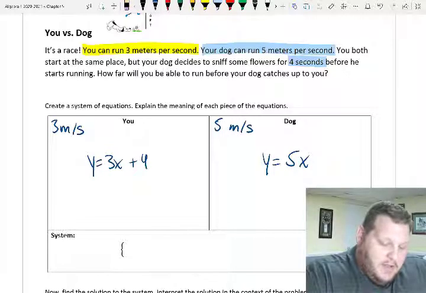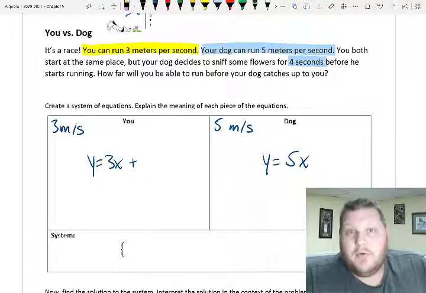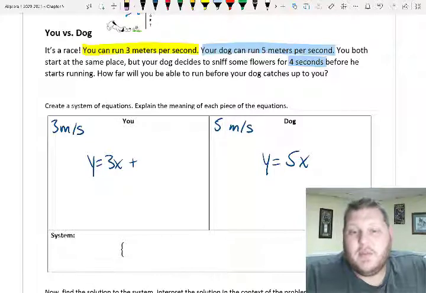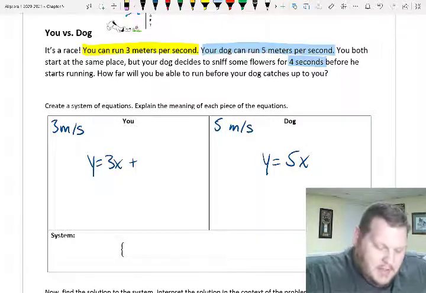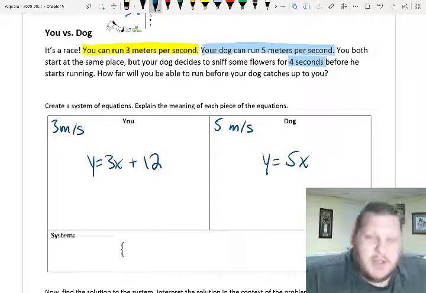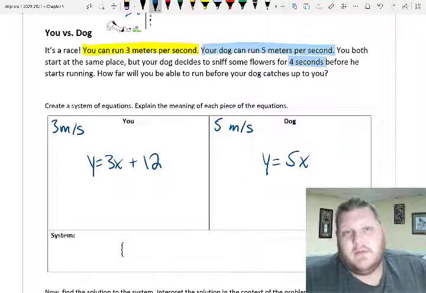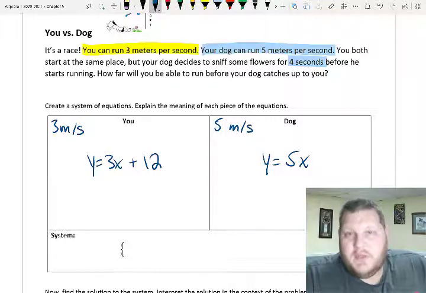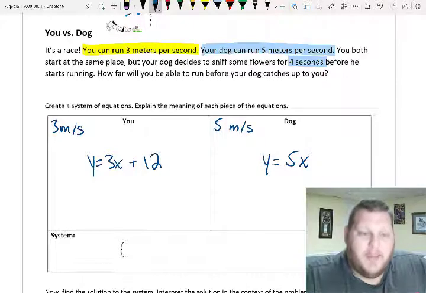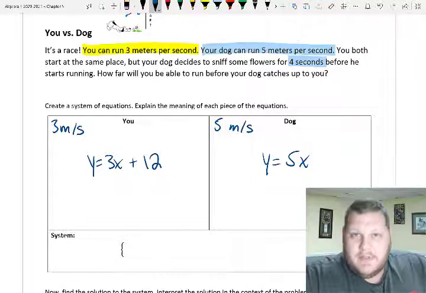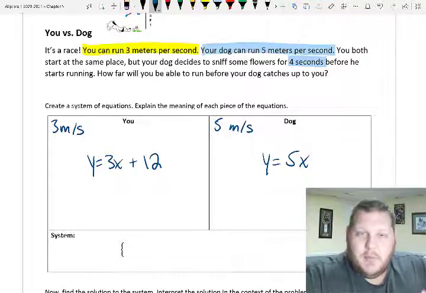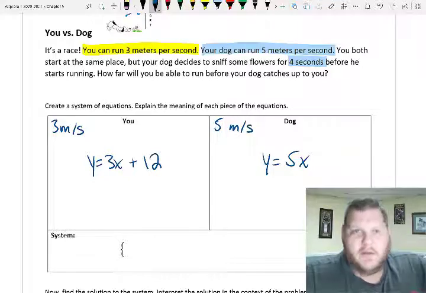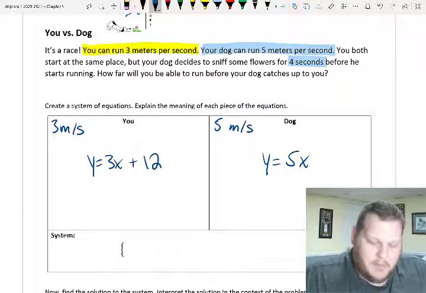What we have to figure out here is how far we would be able to run in that 4-second time window, which in this case, since we can run 3 meters per second, our head start is actually going to be a 12-meter head start. So we get to start 12 meters ahead of the dog before we're both actually moving forward at the same time. So we get that 12-meter head start for my 2 equations.